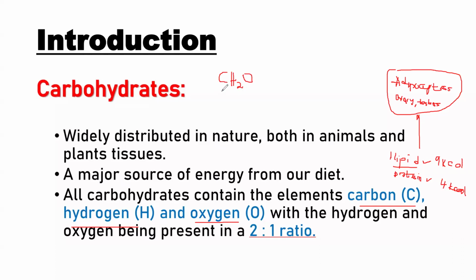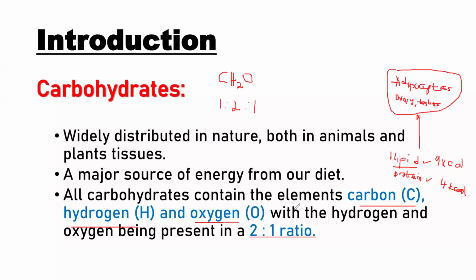And look at it here. The ratio of carbon is 1, and the ratio of hydrogen is 2, and the ratio of oxygen is 1. So ratio 1, ratio 2, ratio 1. Although it's not applied to all carbohydrates, there are some exceptions. So that is why the hydrogen and oxygen are present in a ratio of 2:1. We should all know this.